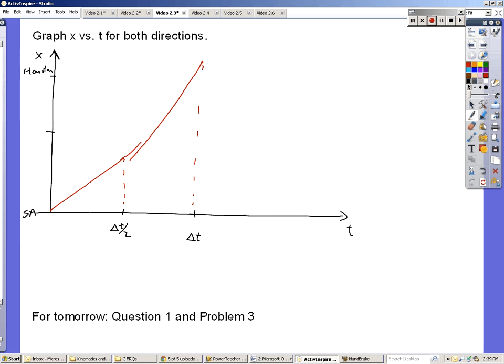On the way back, it takes you a bit longer, but you go with the first half of the distance at a low speed, and the second half of the distance at a high speed. So that's roughly what the graph looks like.